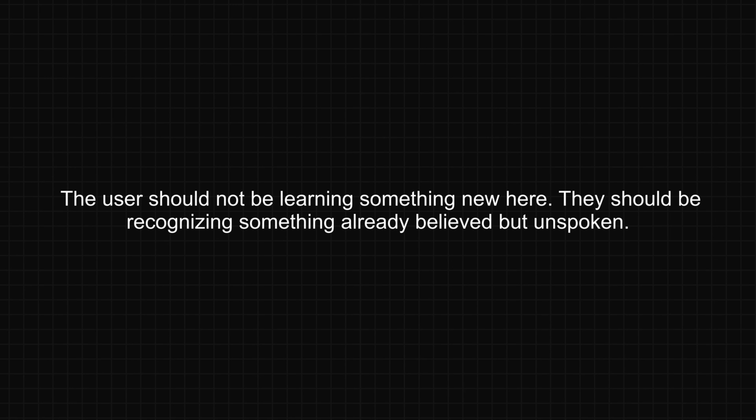Now the problem statement section. This is the second screen, and here's the key. The user should not be learning something new here. They should be recognizing something already believed but unspoken. A high-performing problem section surfaces the truth about how the user behaves. The core idea here is to identify and name the specific loop that your user is stuck in, because pain itself is not persuasive. And this section must imply that this process keeps recurring, that it's been tried before. That creates a sense of inevitability about the solution.